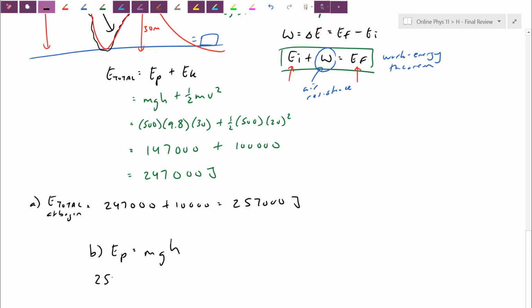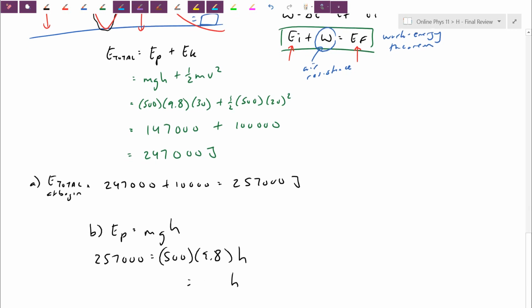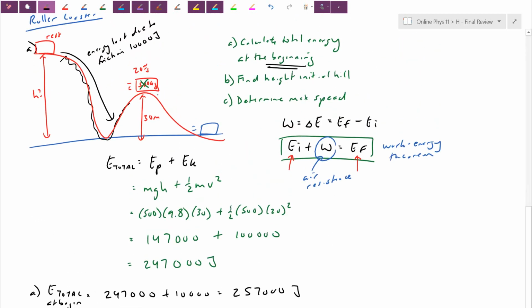What if I have 257,000? I'm still a 500 kilogram. I'm still on the Earth, 9.8. What's the height of the first hill? Let's just do that division there. 257,000 divided by 500 divided by 9.8 gives me here 52.5 meters, or 53 meters if you round that there. So that's going to be the height. You'll notice that it is taller than 30 meters. Basically, I transfer some of that moving energy back into getting me off the ground. So that's why it's a little bit higher than the beginning.